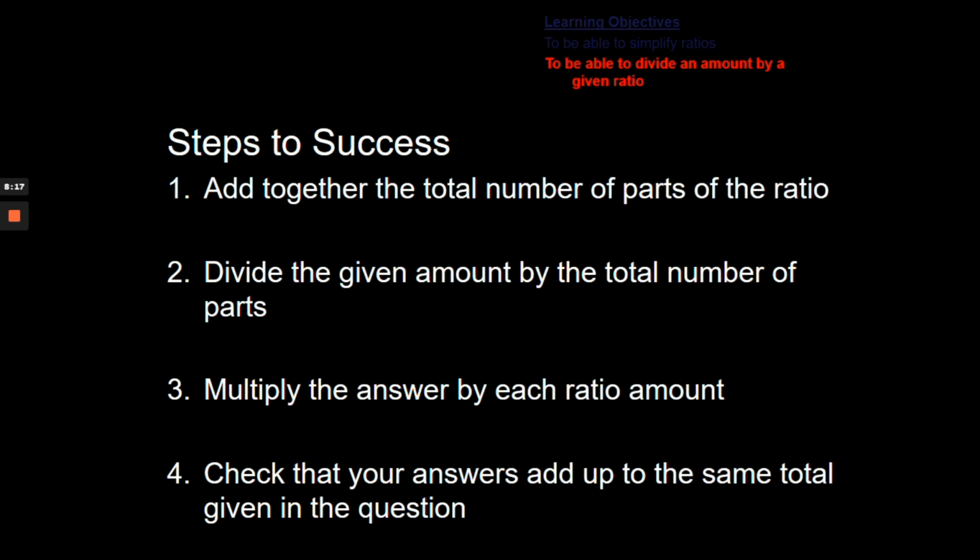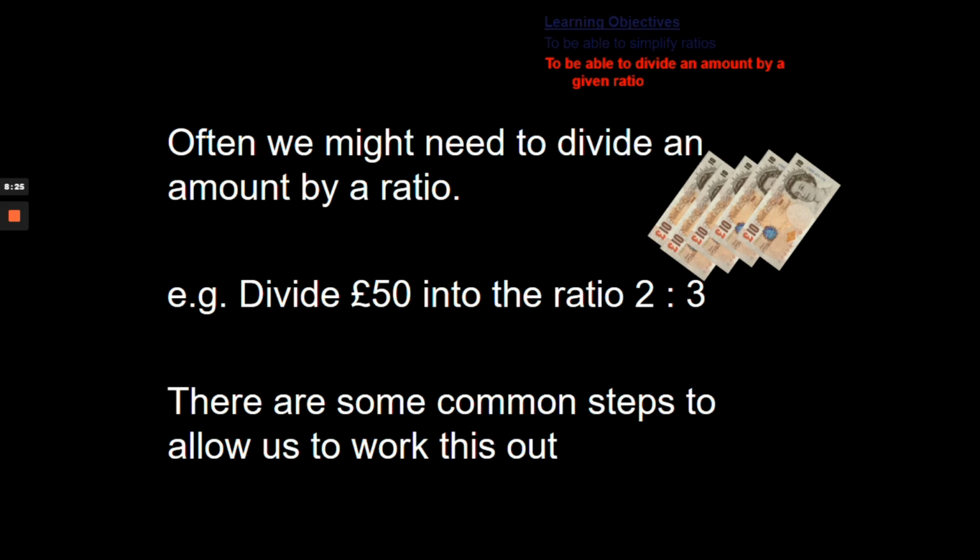Step 2, divide the given amount by the total number of parts. So the total number of parts would be 2 add 3, which is 5. The amount is 50. So you do £50 divided by 5, which equals 10. So 1 part is worth £10.